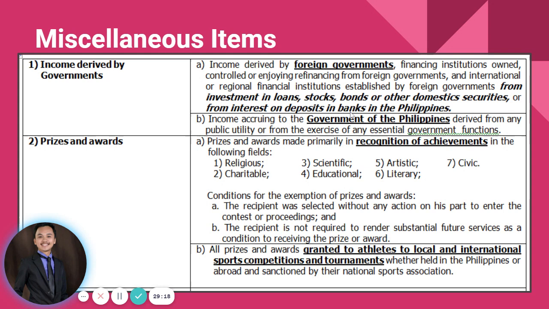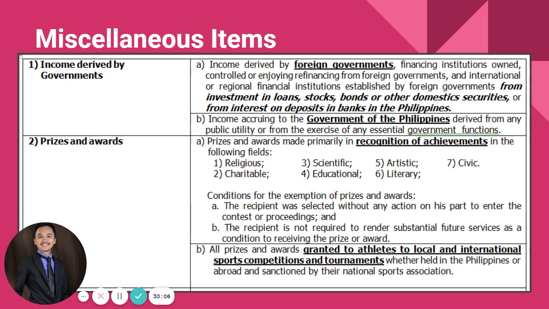Also excluded is the income accruing to the government of the Philippines derived from any public utility or from the exercise of any essential government functions. As long as it is in line with the exercise of a government function, then it will be exempted. But when a government entity or government public utility is earning an income which is apart from the exercise of the essential government function mandated for that specific agency, any other income that is far from their mandate will be subject to tax.